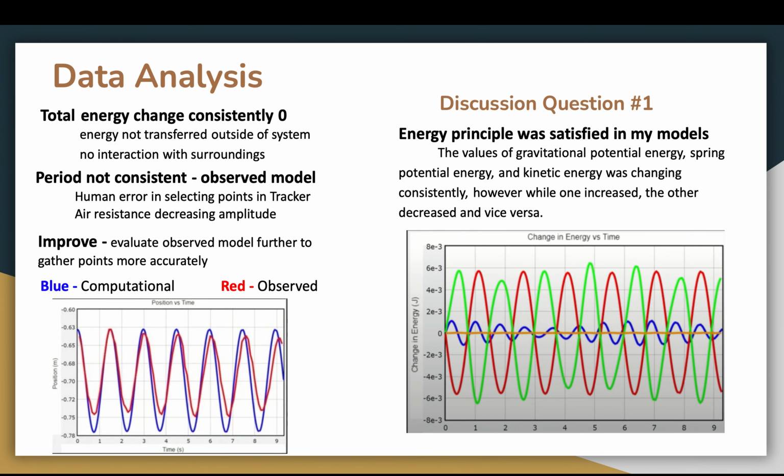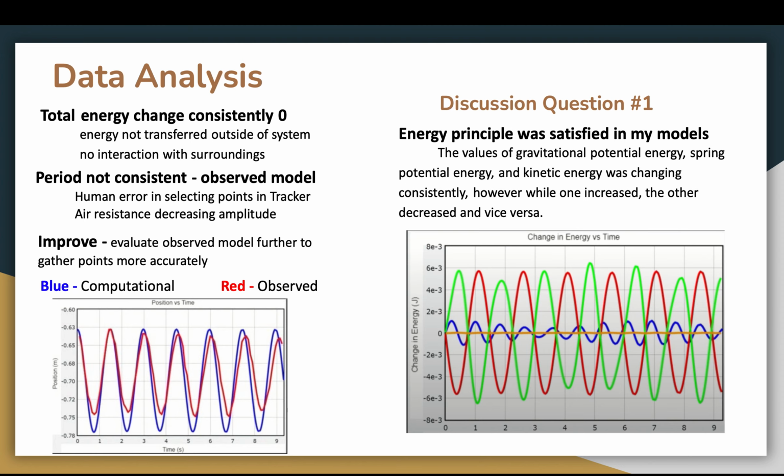I noticed that the period is not consistent in the observed model, possibly due to human error in tracking data in Tracker, and also possibly due to air resistance, which decreases the amplitude of the observed model over time. So in the future, if I wanted to improve this, I could potentially plot the points on Tracker more accurately. And as seen in the bottom right, there's my model where the blue line is the computational, the almost perfect sine curve oscillation, and the red model is my observed.